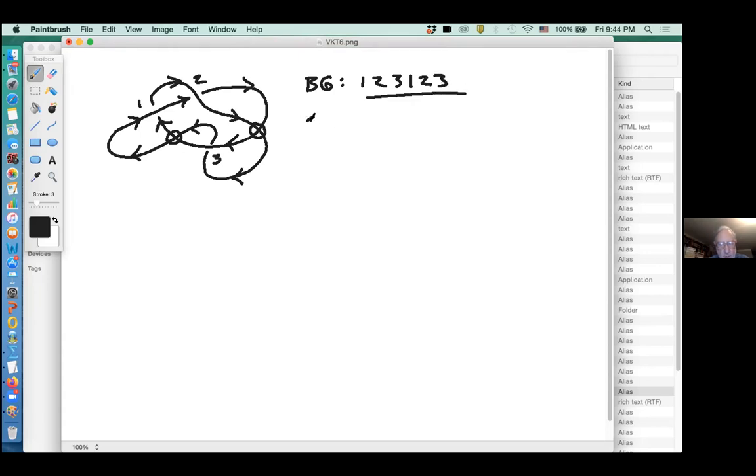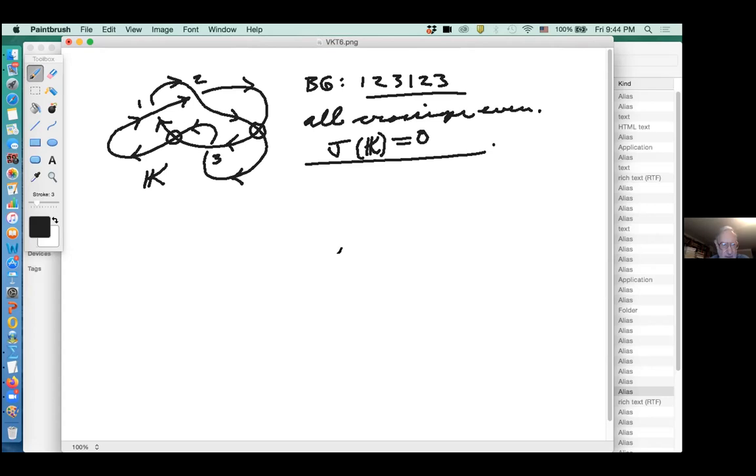So all crossings are even. Let's call this one K. And J of K is equal to 0. So J of K doesn't give us any information about this knot. In fact, this knot has a way of avoiding giving too much information to various invariants, but we will be able to pinpoint it. It is non-trivial, non-classical.